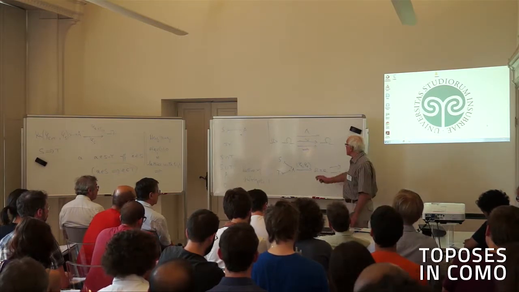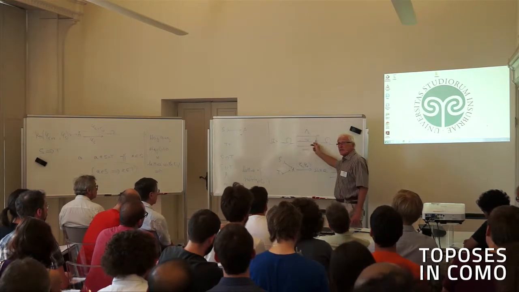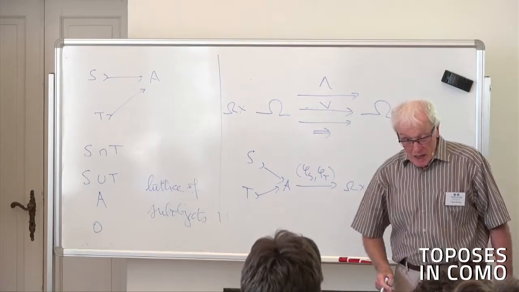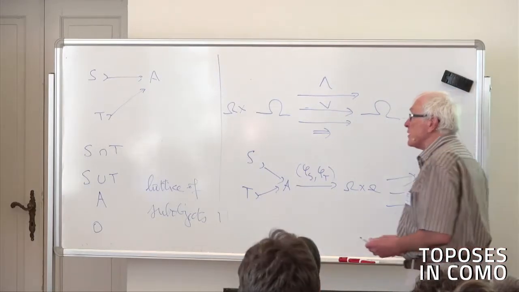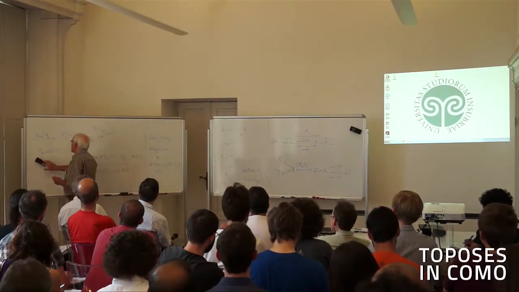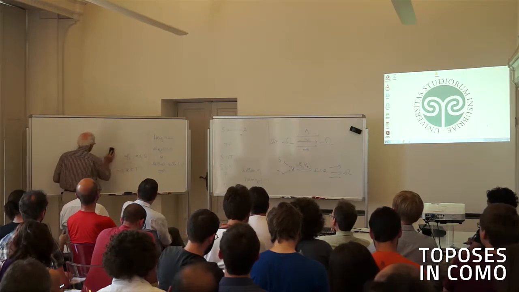For example, this one will be the characteristic mapping of the diagonal, and so on. Well, I would like to conclude with the last point about elementary topos.